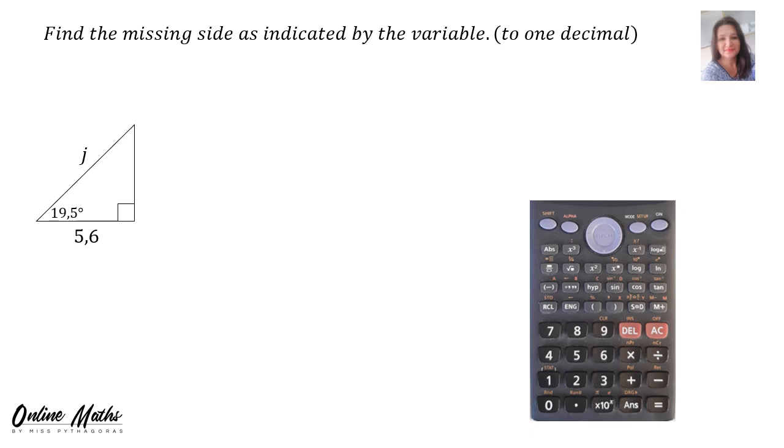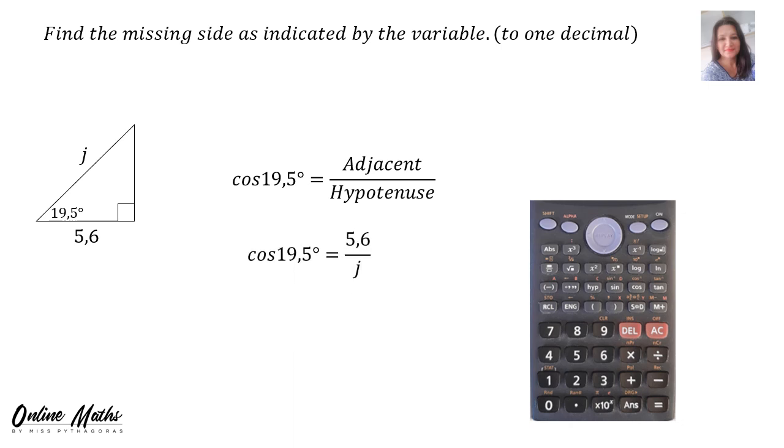Find the missing side as indicated by the variable. So we want j. So this one, cos, is the one that's going to give us the answer. Cos 19,5 is equal to adjacent over hypotenuse. Then you can substitute. Cos 19,5 is equal. The adjacent side's length is 5,6 over, and the hypotenuse is j. So now our j is under the line.